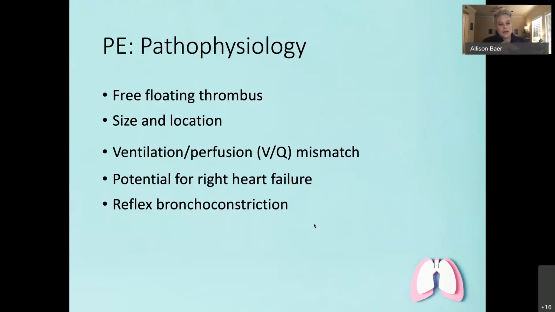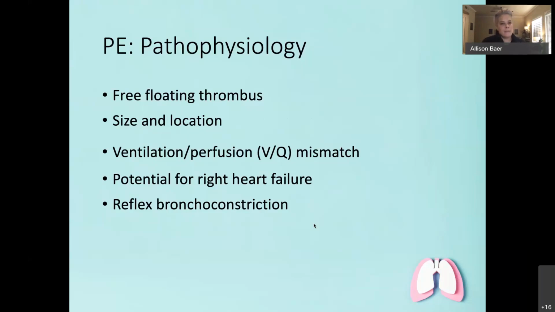But it could be a septic emboli. If they're septic and have that inflammatory process throughout their body, they're going to have septic emboli of chunks of bacteria and almost pus in their blood. It can be an air embolus, a tumor, or some other injected foreign material. But the size and location is going to determine where it occurs in the pulmonary vasculature, and how big it is is going to determine how bad your symptoms are.